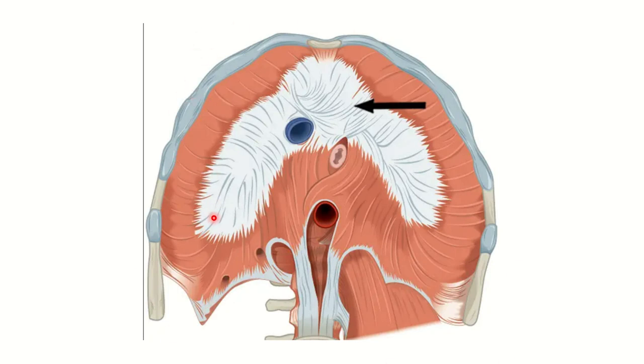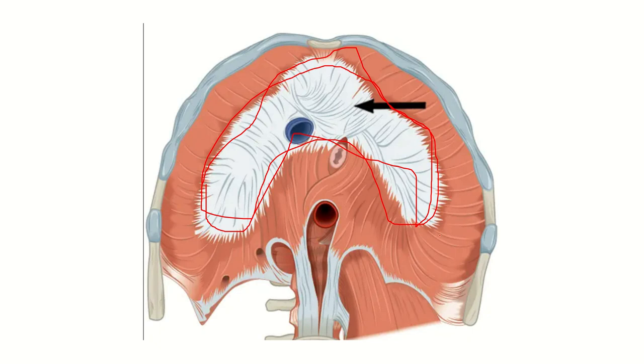And we can see the central structure is whitish, and this whitish structure is known as the central tendon of the diaphragm. So this white area, this whole white area, is known as the central tendon of the diaphragm.